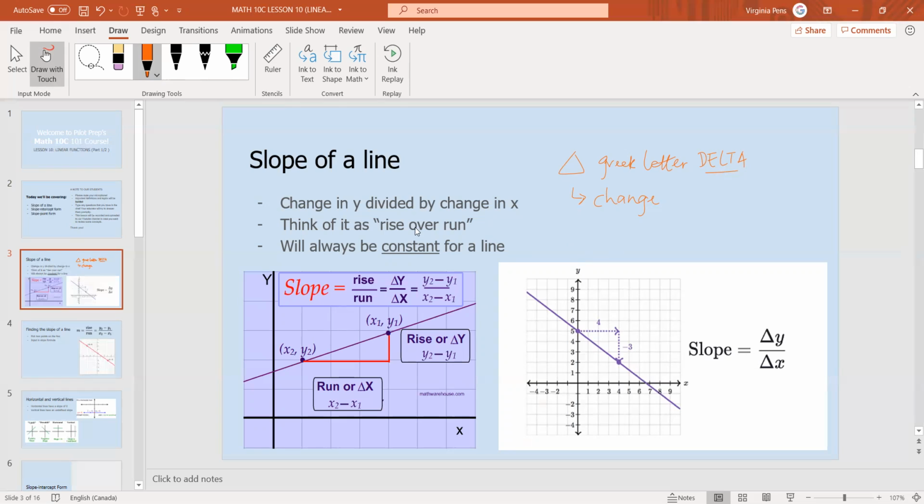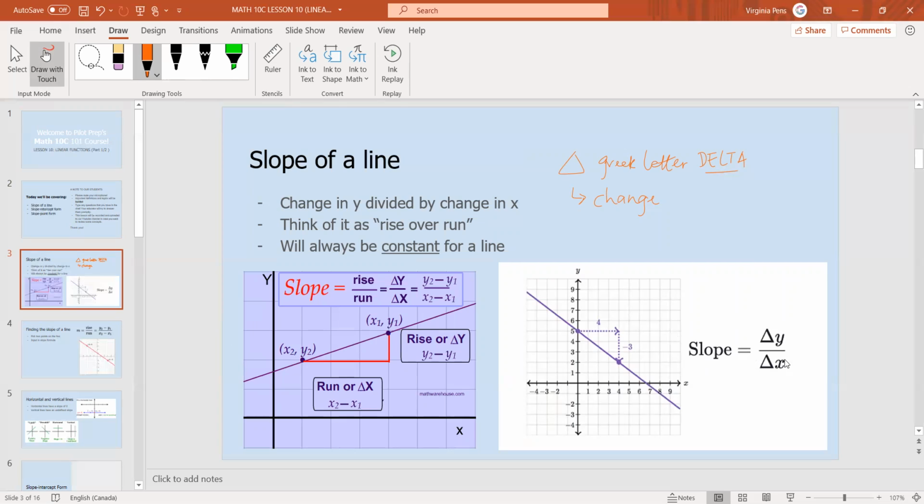What I like to think of it as, or what most teachers like to think of it as, is rise over run. Think of it like this. When you have a line and you want to calculate the slope, the formula looks like this. It's the y value divided by the x value. The y value is how much you go up, so how much you rise. And the x value is how much you go across, which is how much you run. So when you put it together, it would be rise divided by run.